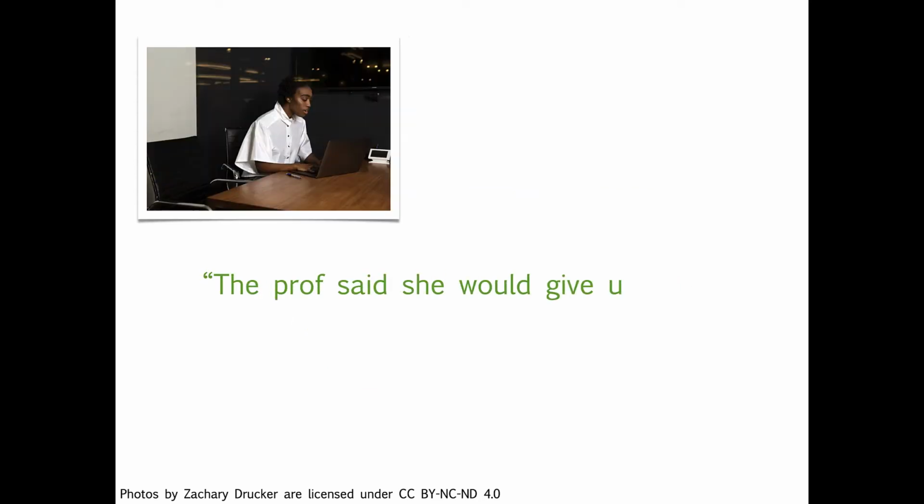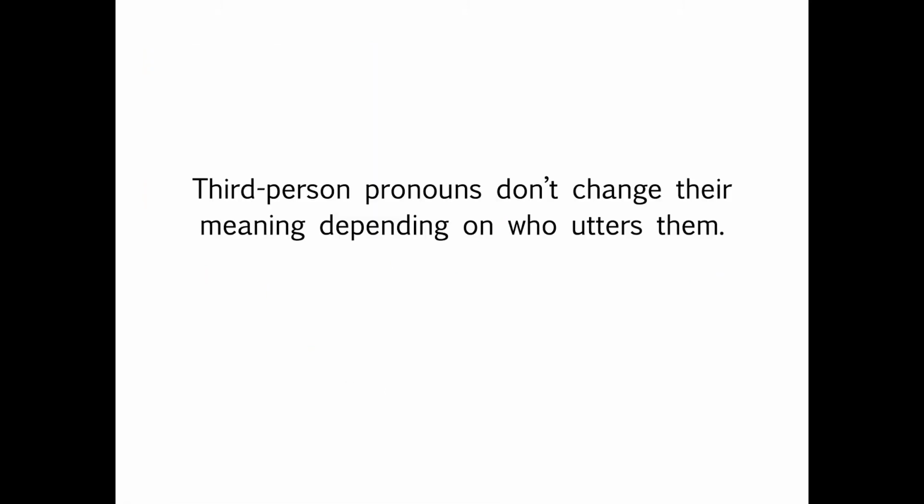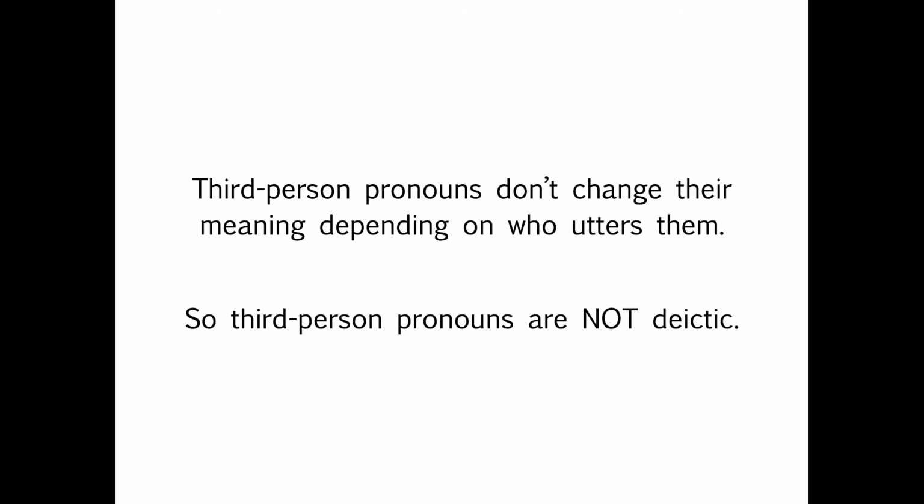Now what happens if Ty says the prof said she would give us all A's? The word she is still ambiguous, but in exactly the same two ways. It could still refer to the prof, or it could refer to some other feminine person. The potential referent for the word she does not depend on who's uttering the sentence, so it's not a deictic expression.